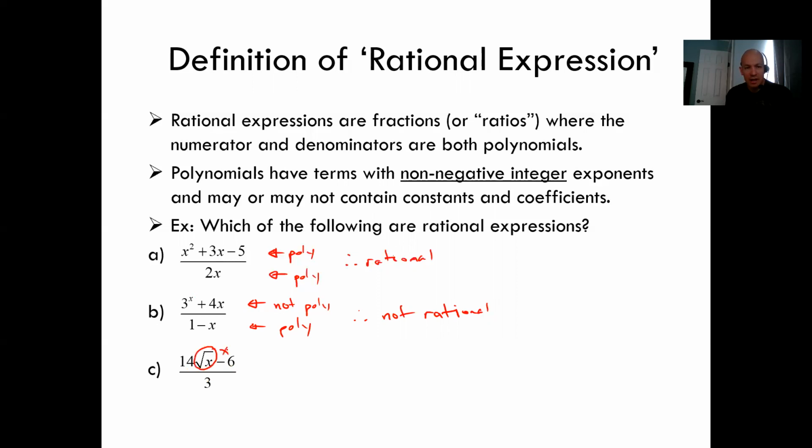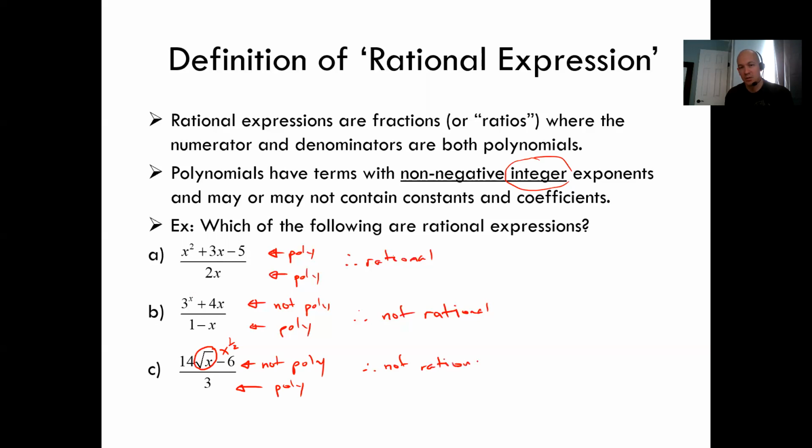This is equivalent to x to the power of 1/2, so that makes it not a polynomial. Remember, for a polynomial to be a polynomial, it must be an integer exponent. Is 3 a polynomial? Technically it is. You can express this as 3x to the 0, so it does get polynomial status, but it's kind of a weird way of saying it. Anyway, this one's not rational as well.